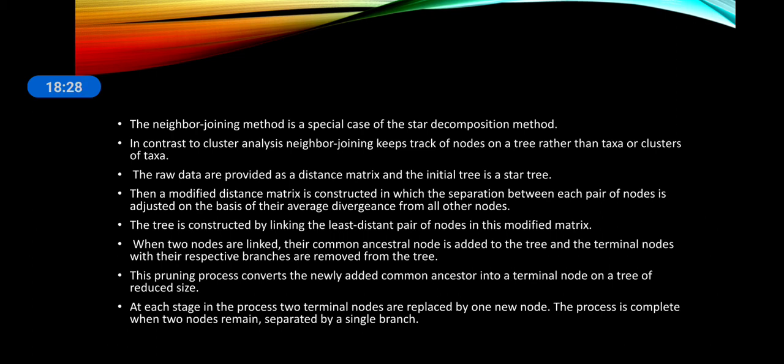So when two nodes are linked, their common ancestor node is added, and then the terminal nodes will be deleted. And this pruning process will convert the newly added common ancestor into a terminal node on a tree of reduced size. So we will be doing this repeatedly. That is, you will be connecting two nodes, and then their common ancestor will be made, and then you will delete their terminal nodes. That is how you are doing this method. At each stage in the process, two terminal nodes are replaced by one new node. This process is complete when two nodes remain, and these two nodes are separated by a single branch.